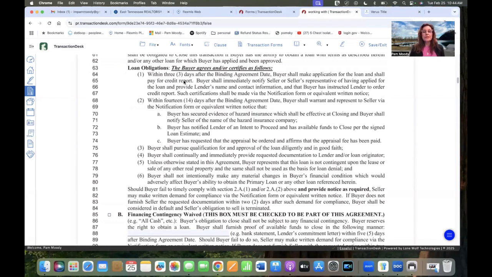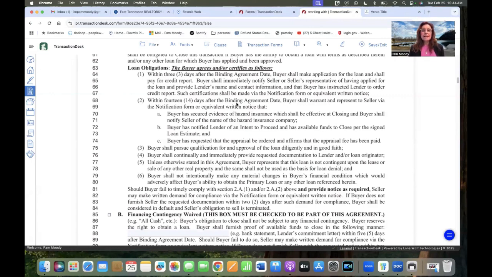So within 3 days after the binding agreement date, once we come to an agreement, they accept your terms, they like it, the buyer shall make application for the loan and shall pay for the credit report. This is really important because at 3 days, you're going to be held to this. And then we notify the seller or the representative that you've applied for the loan, and that the agent will, you say, I've done that. And we make sure that it has been relayed to the seller.